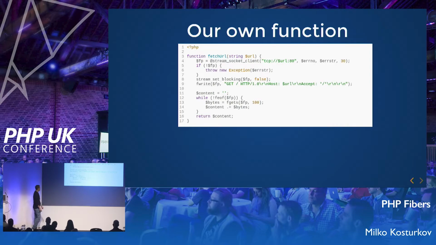And our own function is going to open a stream socket client. It opens the socket with a TCP connection to this URL at port 80. We got some error parameters and some stuff that I can't remember. It doesn't really matter. The point is that we open the socket. We check if opening the socket was successful. We set this flag, stream set blocking, which is very important, to false. I'll get back to this a little later.